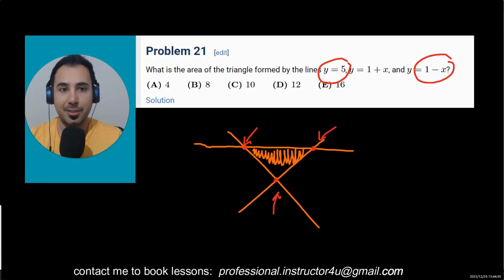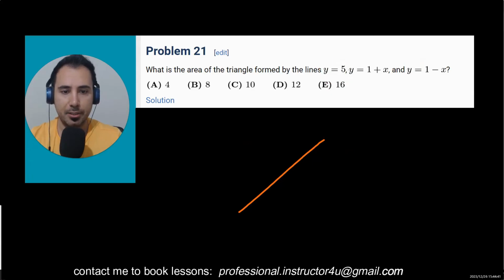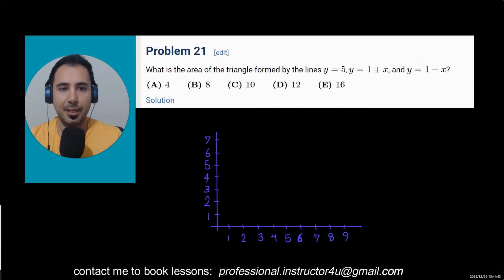But in this question, I want to make the question a little longer so that we learn more. I actually want to draw all the lines first. You don't have to do it in the test. I just want everybody to see the lines. Okay, extra practice. We're going to learn more. So let's just start off with this line over here. It's going to be y equals 5.